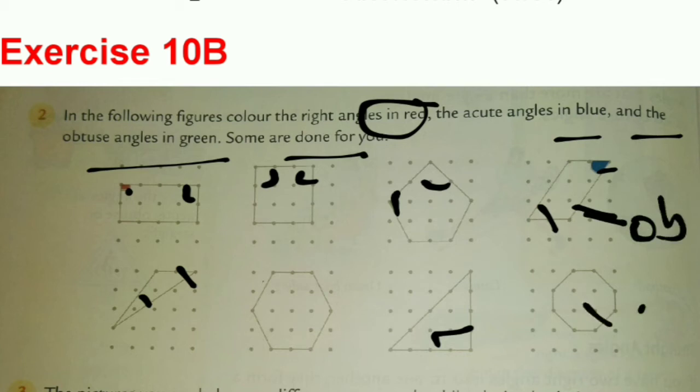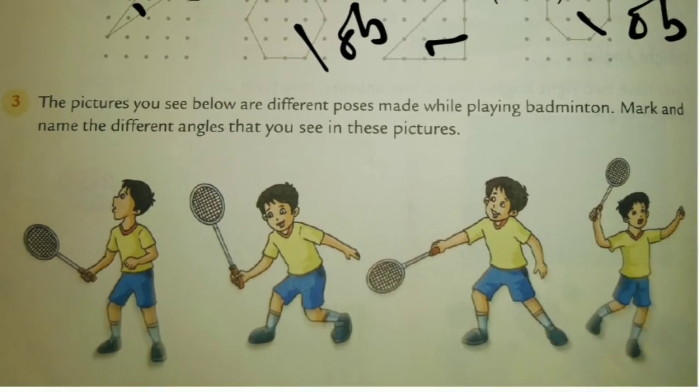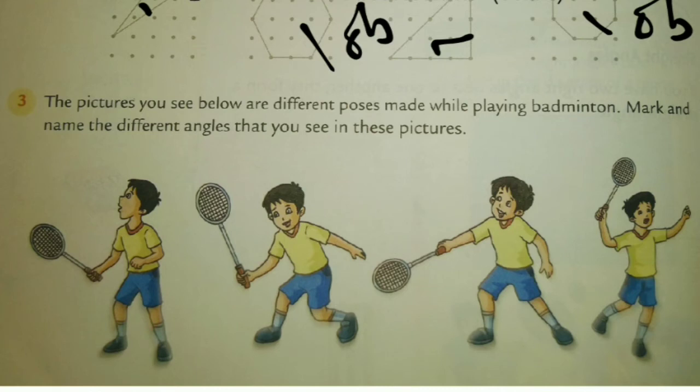And in this one also showing obtuse angle, in this also showing obtuse angle. Obtuse angle means more than right angle. Got it? Next, the picture you see below are given poses made while playing badminton. Mark and name the different angle that you see in this picture.